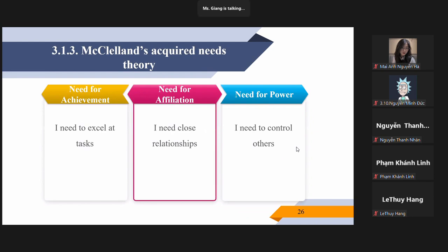The third theory of need is the theory developed by McClelland, and McClelland stated three kinds of need: the need for achievement, the need for affiliation, and the need for power. For the need for achievement, employees want to excel at tasks.